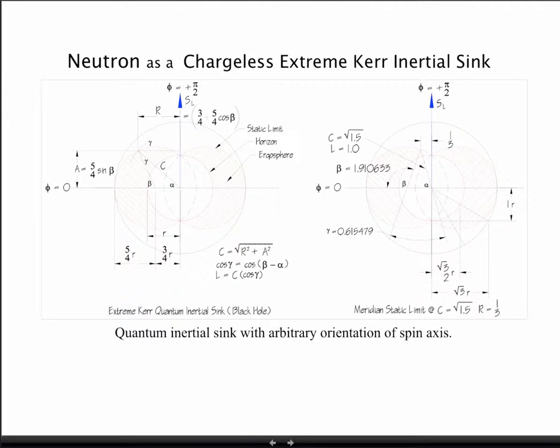The same quantum represented as the cross-section of an extreme Kerr inertial sink. The following metric describes a mapping onto the static limit, the surface of the ergosphere. In the right-hand figure, the point at L equals 1 is the approach limit along the static limit toward the horizon. The path integral about SL at this point in each hemisphere forms 2 coordinate singularities.